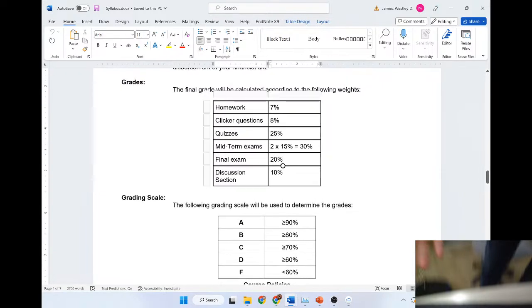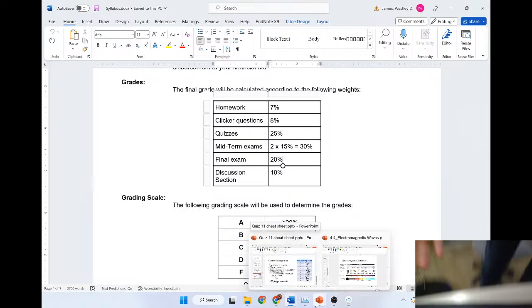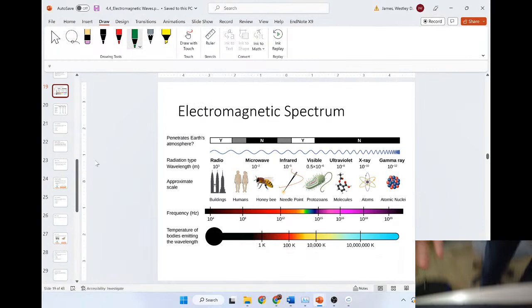No promises. But yeah, this week and next week are the last two discussion sections. So there's that. All right.